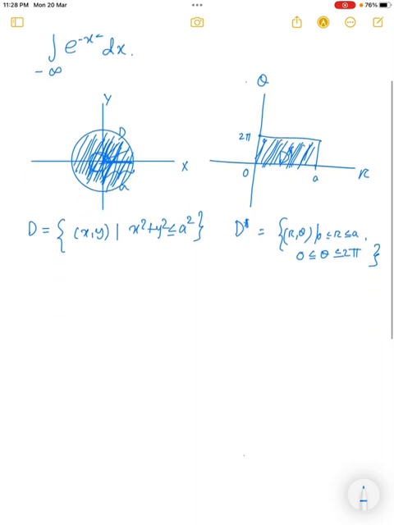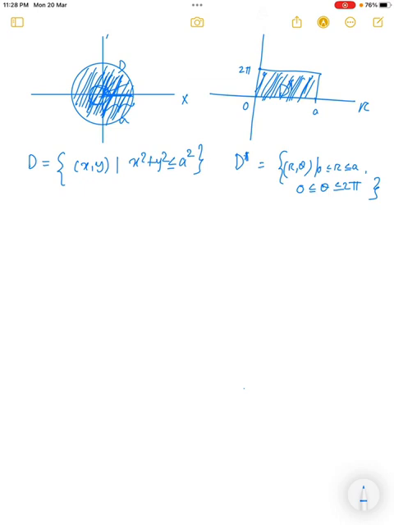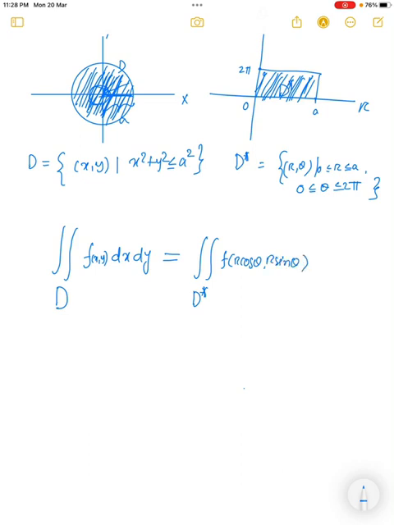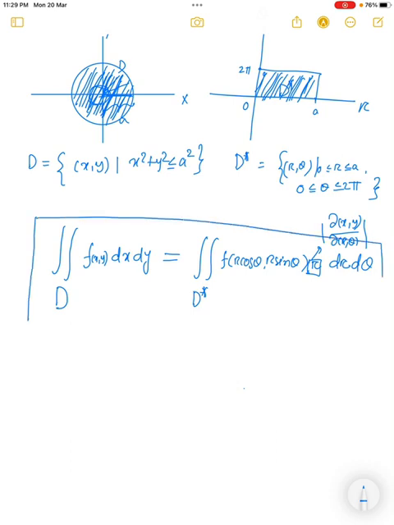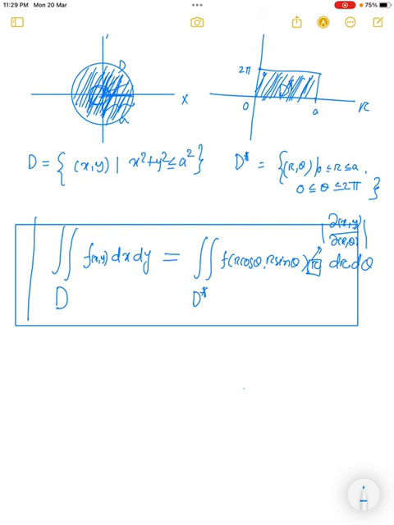Now what does the double integral in polar coordinates mean? If you are integrating over this D any function f(x, y) dx dy, this is equivalent to the integration over D star of f(r cos theta, r sin theta) r dr d theta. Of course this r comes from the Jacobian, the absolute value of the Jacobian of (x, y) with respect to (r, theta). So this is the formula to evaluate a double integral in polar coordinates.